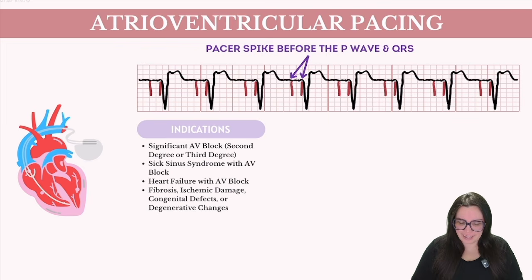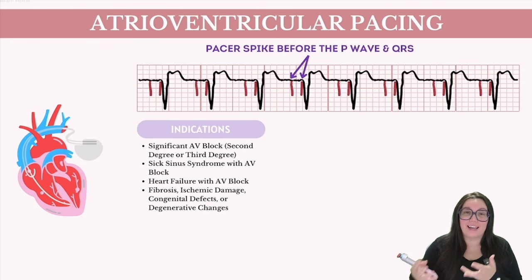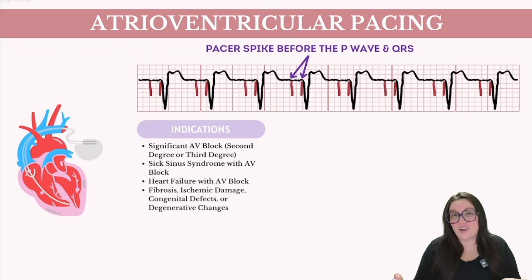Heart failure that leads into an AV block is also a common reason for this pacemaker. Typically, patients with heart failure might benefit more from having a synchronized cardiac pacing due to the fact that they already have impaired cardiac output, and it also helps reduce a lot of the symptoms that they see. Other common causes can include fibrosis, ischemic damage, congenital defects, as well as degenerative changes associated with aging.